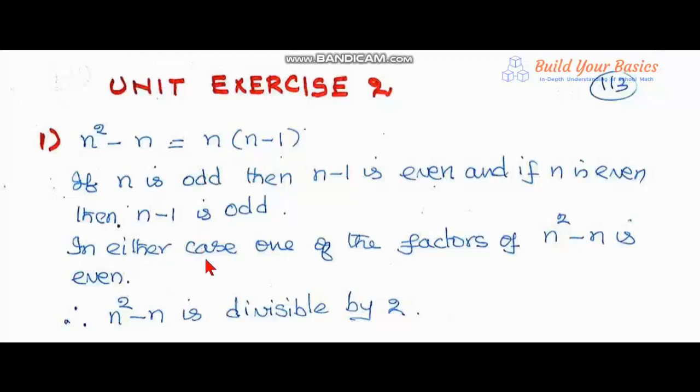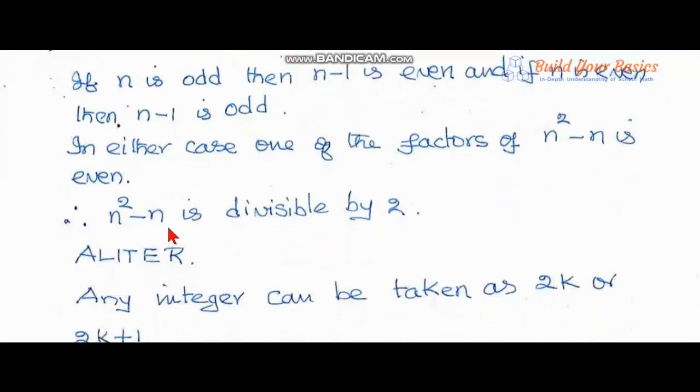In either case, one of the factors of n square minus n is even. Of these two factors, one of the factors is even. That means n squared minus n is divisible by 2.